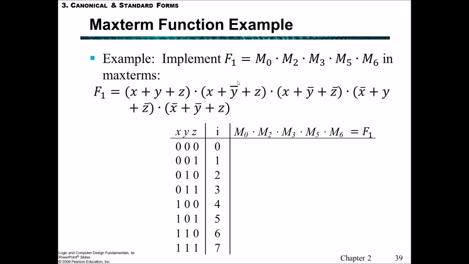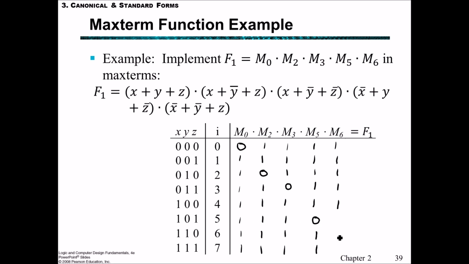And now let's fill in the table. Let's just go straight for the indexes. So we have Maxterm 0, and remembering this is where the 0 or the false value is, and all the other values are going to be true. And then for Maxterm 2, index 2 is false here and true everywhere else. And then Maxterm 3, index 3 is false here, true everywhere else. Maxterm 5, false here, true everywhere else. Maxterm 6, false here, and true everywhere else.